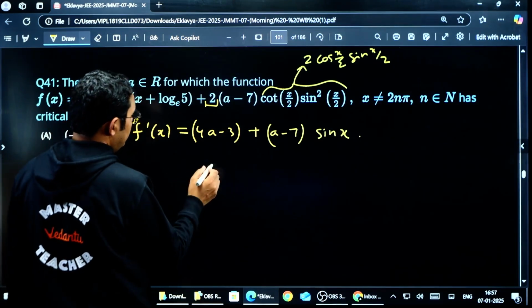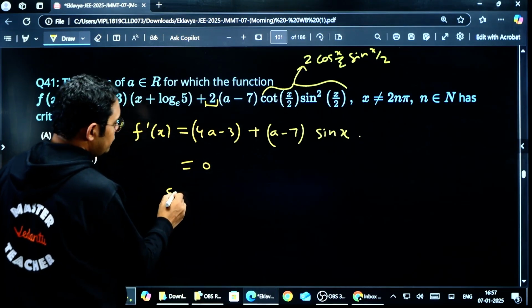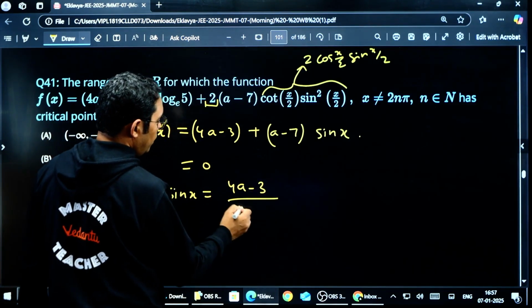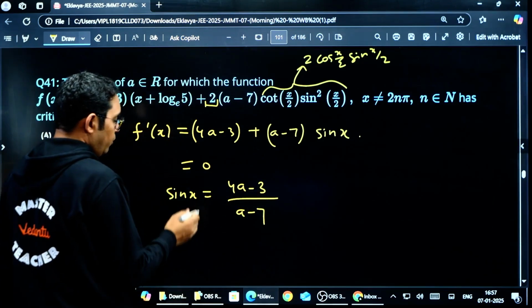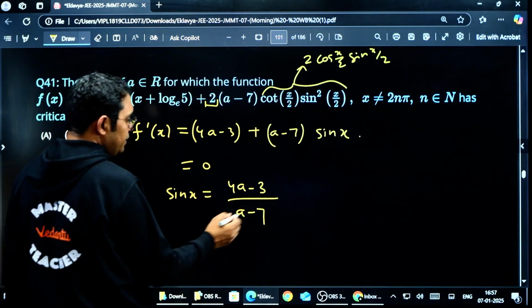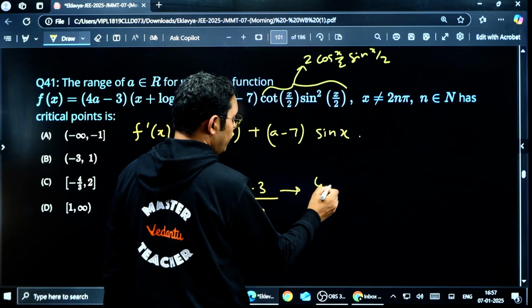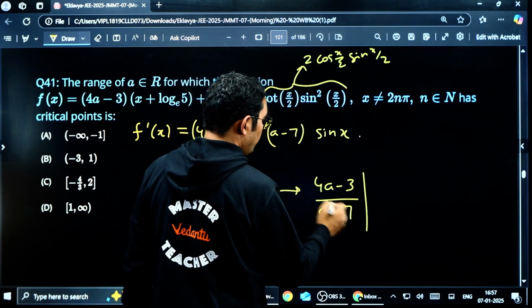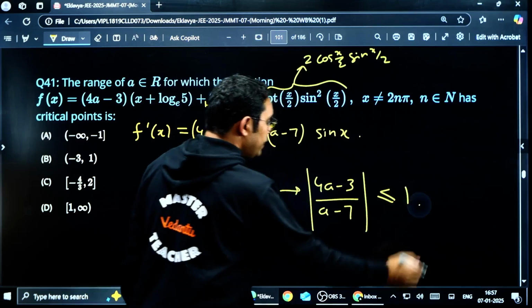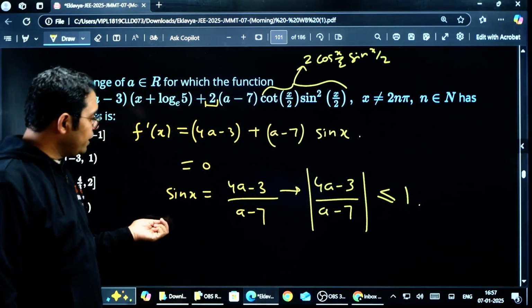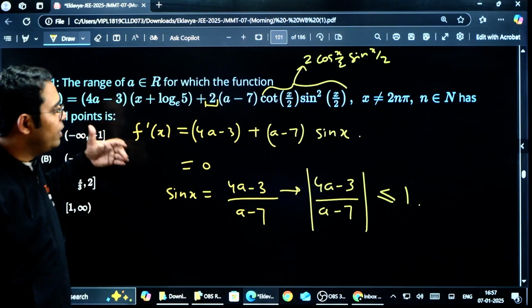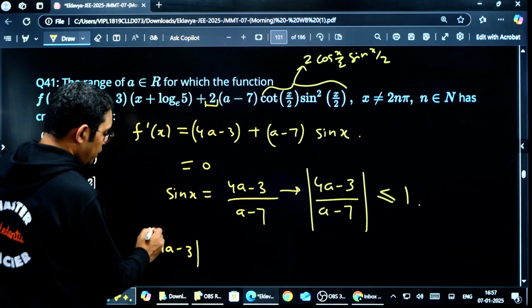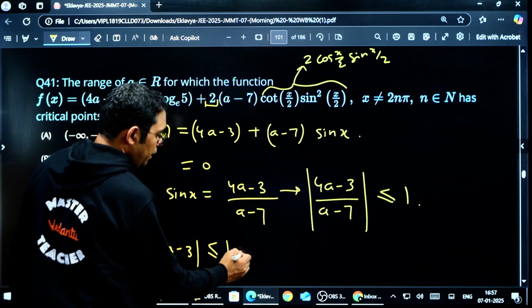So that equal to 0 means my value of sine x will be equal to 4a minus 3 upon a minus 7. Now because sine x is equal to this thing, that means its mod has to be less than or equal to 1. So the mod of 4a minus 3 upon a minus 7 should be less than or equal to 1. Then only you can have some real values of x where your f dash x will become equal to 0. So this will be mod of 4a minus 3 less than or equal to mod of a minus 7.